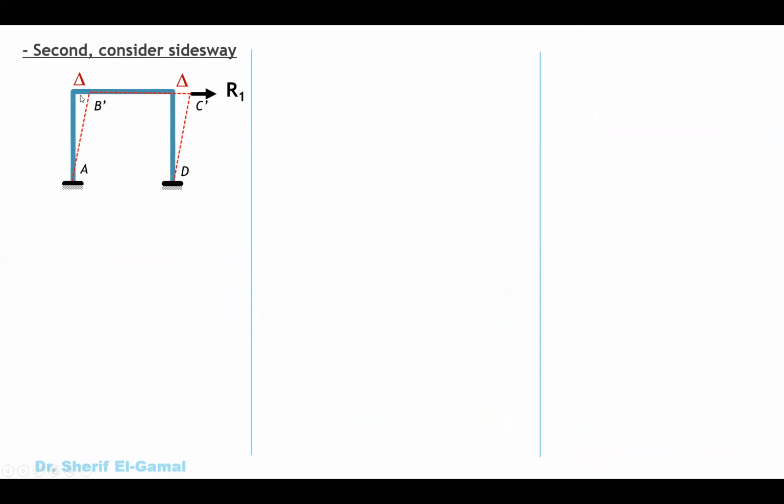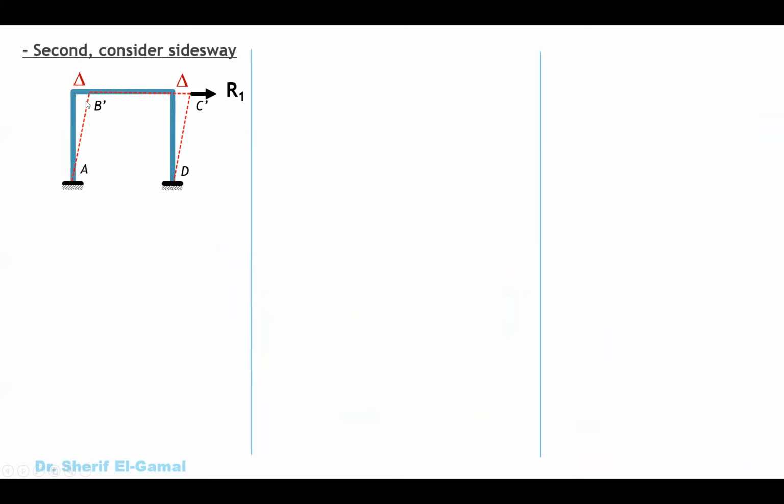As I explained, we have to apply a displacement called delta. The sway went to the right direction. So this is the delta and this is the delta. If you apply a delta at this point, the length of this element will not change. And if you move delta, the other end will move the same delta.